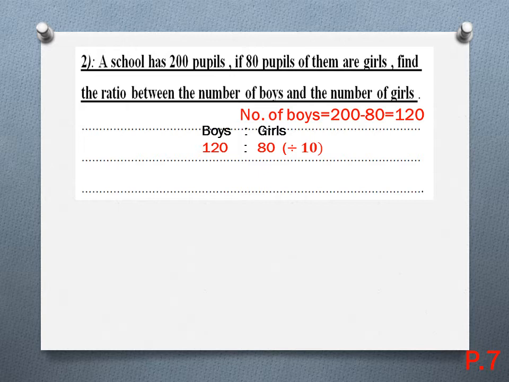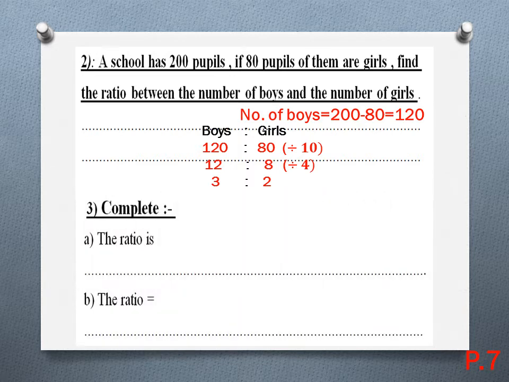Divide here by 10. 120 divided by 10 equals 12. 80 divided by 10 equals 8. Both of them are even. We checked 1, 2, 3, 4, 6, 8 and so on. But here I divided both of them by 4 to get the simplest form, 3 to 2. This is the ratio between boys to girls.